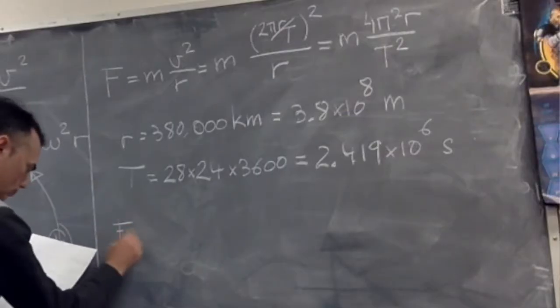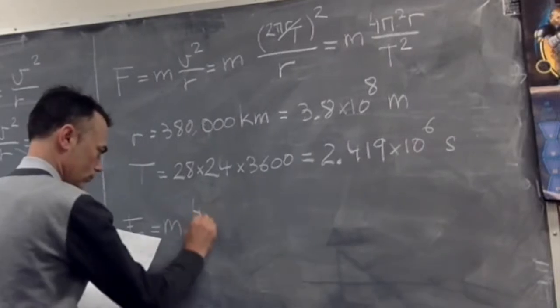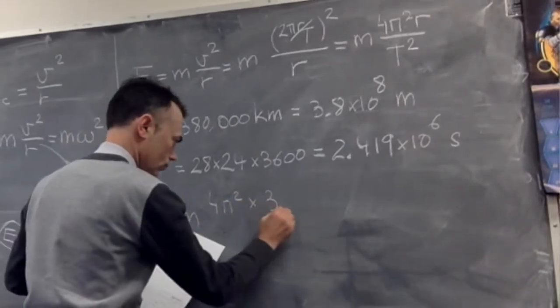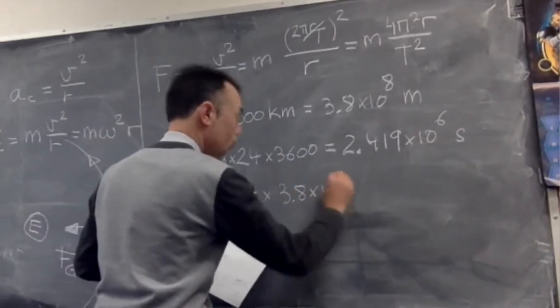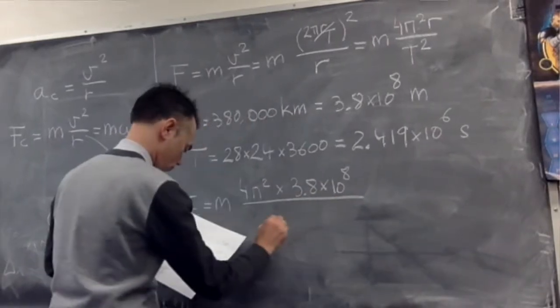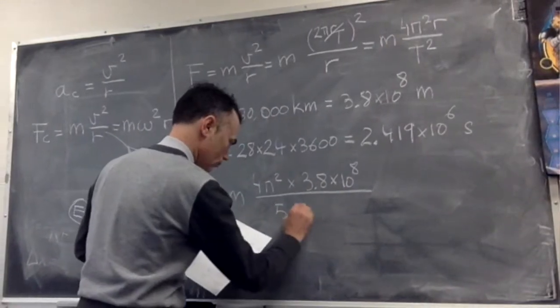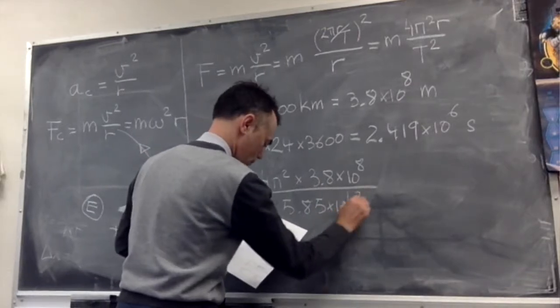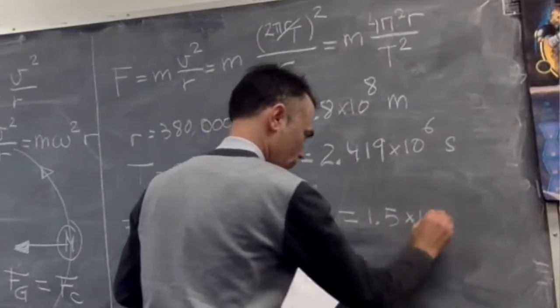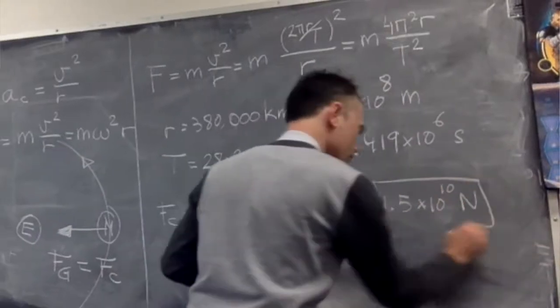That leaves us with the centripetal force equals to the mass of the moon times 4 times pi squared times 3.8 times 10 to the power of 8 divided by 5.85 times 10 to the power of 12. The mass of the moon is 7.35 times 10 to the power of 22. The centripetal force of the moon caused by the Earth is then 1.5 times 10 to the power of 10 newtons.